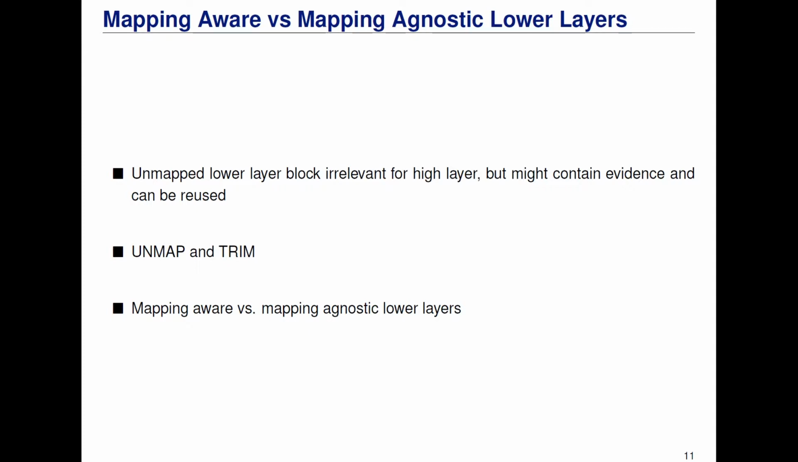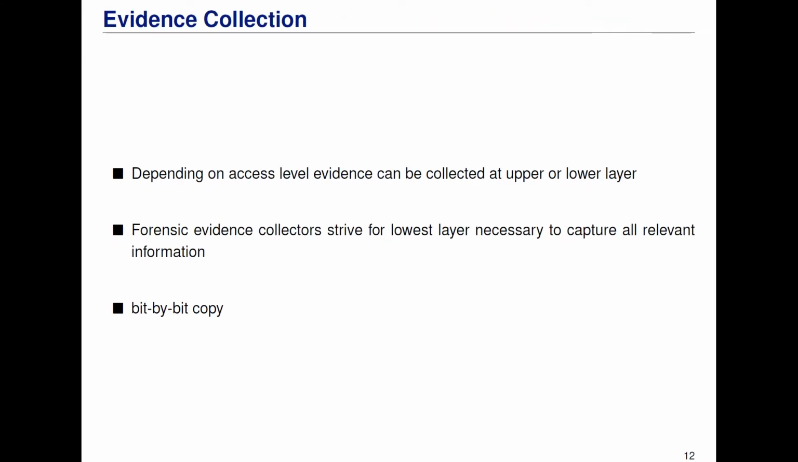So we have mapping-aware and mapping-agnostic lower layers. Of course, the mapping-aware layers pose a big problem for evidence collection, because our data could be released faster and so no longer be available when someone wants to do the acquisition of evidence.